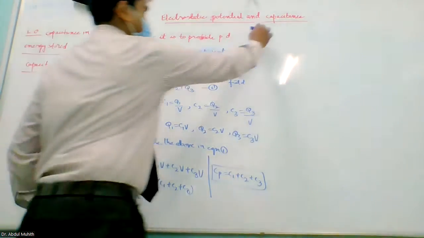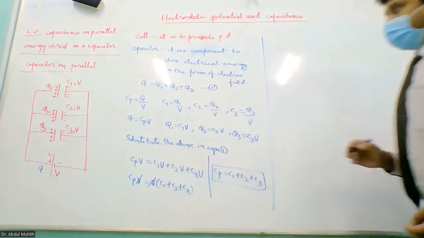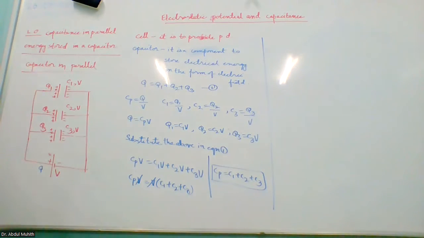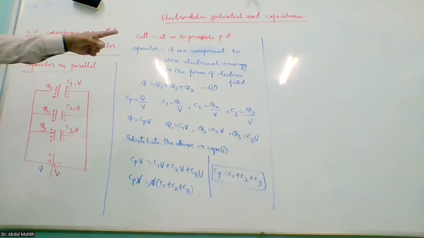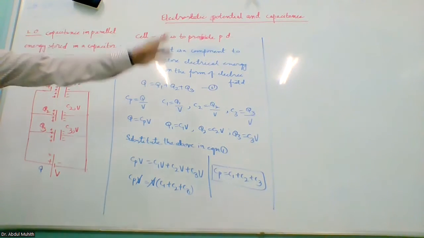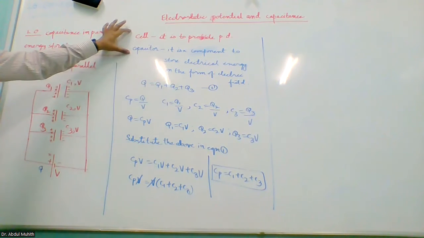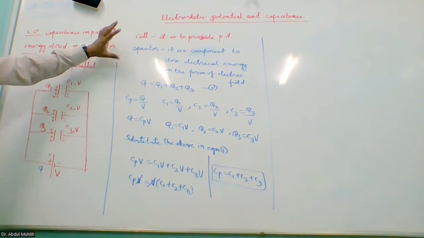Now, once again I will explain. Here the capacitors are connected one above the other. That means all the positive plates are connected to one terminal and all the negative plates are connected to the other terminal. Then the capacitors are said to be parallel, and it is connected to a cell. Keep that in mind. A cell is only to provide potential difference, and a capacitor is to store electrical energy in the form of electric field. Understood? This is the difference between a cell and a capacitor. Don't think both are the same.